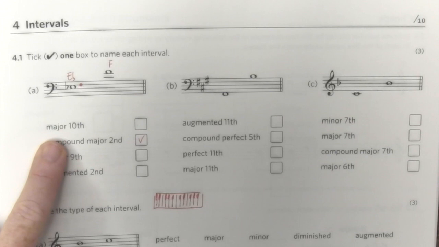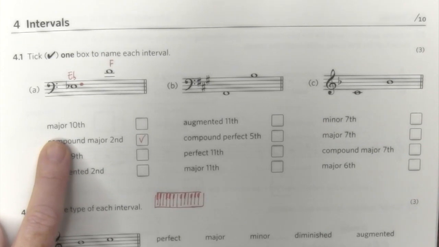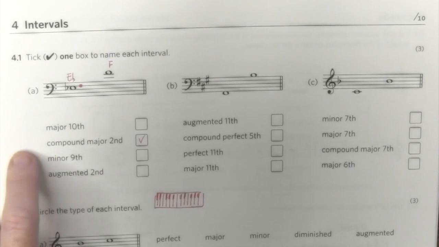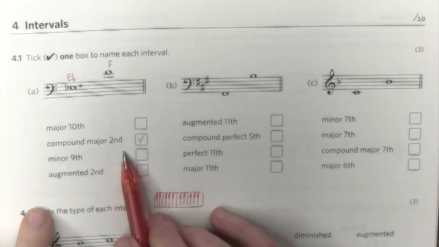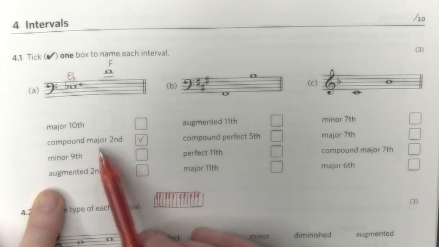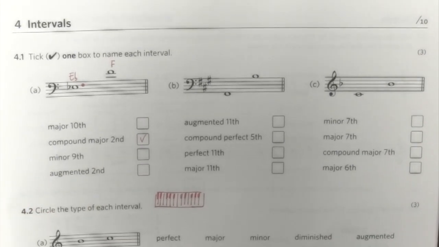It is not a tenth, because the non-compound name would be 7 plus 2. So a second plus a seventh. So it's a ninth. It's not a minor ninth because it's a major interval. And it's not augmented because, first, it's compound, and second, it is a major interval. So compound major second.